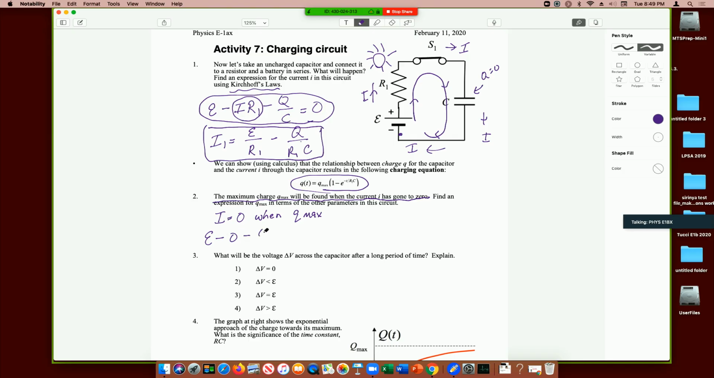So E minus 0 minus Q over C equals 0. Then that means that E equals Q max over C, and Q max just equals E times C, which is the same as V times C, which is the equation that you already know. So this is the case where the capacitor is fully charged.